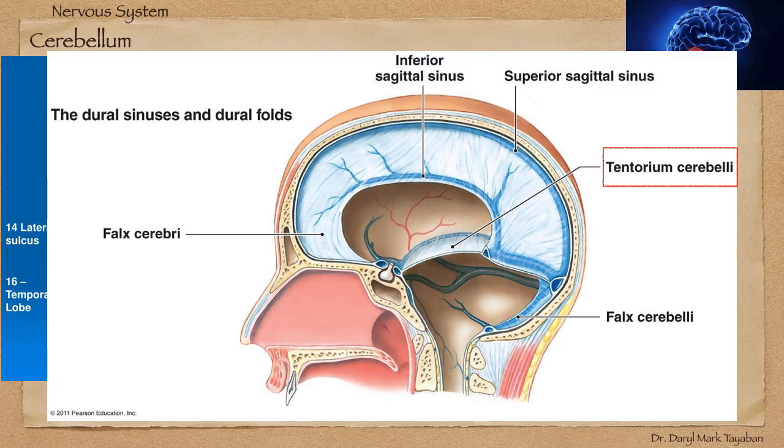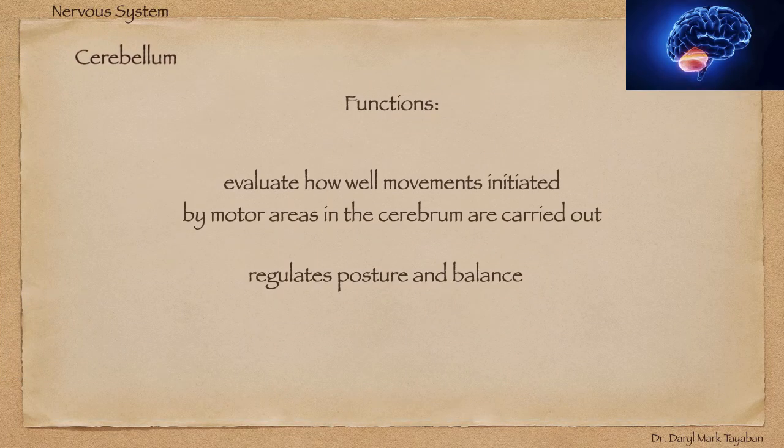But later you'll learn more about that. I'm just trying to give you an idea regarding the significance of such parts. So the primary function of the cerebellum is to evaluate how well movements initiated by motor areas in the cerebrum are actually being carried out, as mentioned by our textbook.